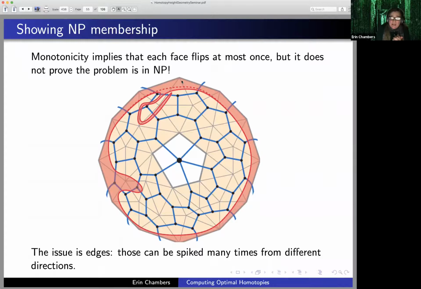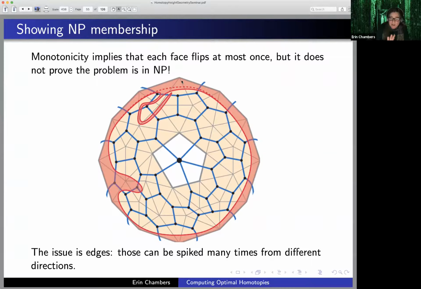Monotonicity will immediately imply that the face flips happen at most once, but it doesn't tell me anything about the edge spikes. You can't back over a face. I can prove that, but edges can be spiked without crossing. I can spike once this way, and then maybe the curve does something else and winds up coming back, and I can spike across the edge again and not actually cross. It just lives alongside, and you can perturb it to be simple and it's not a crossing. So we still had a bit of work to do to deal with edge spikes.